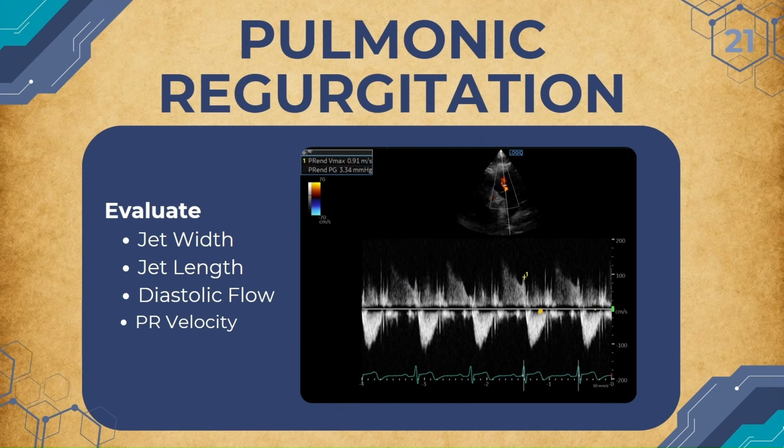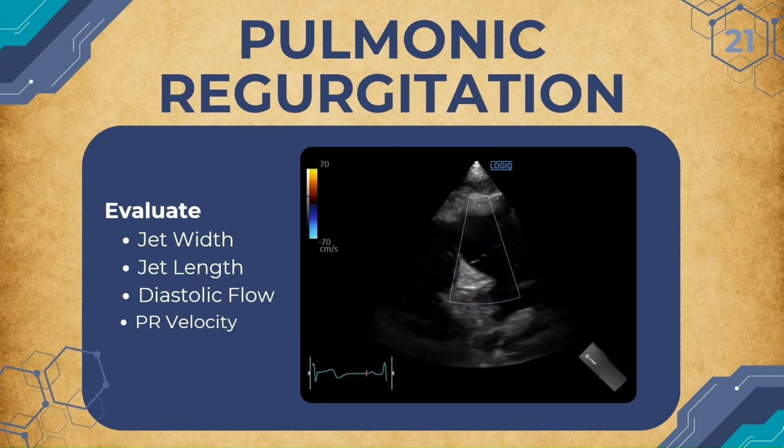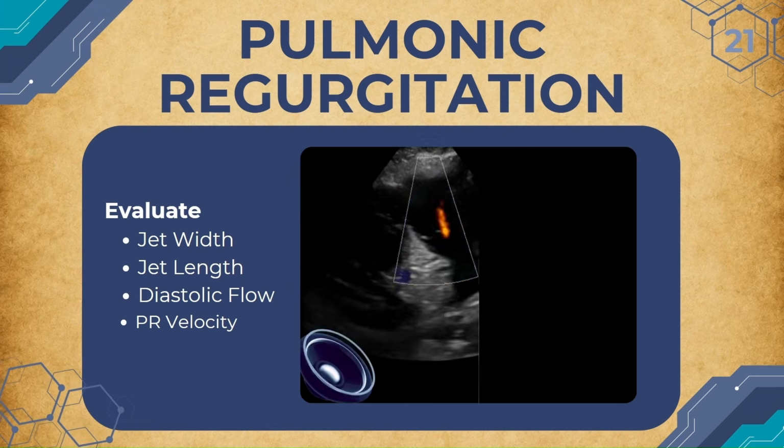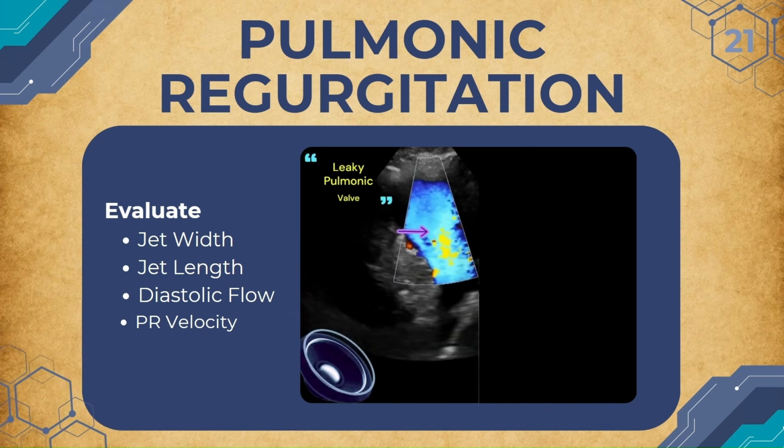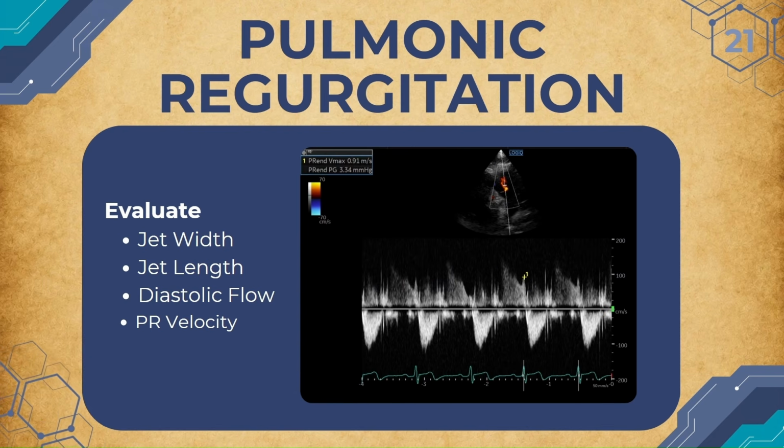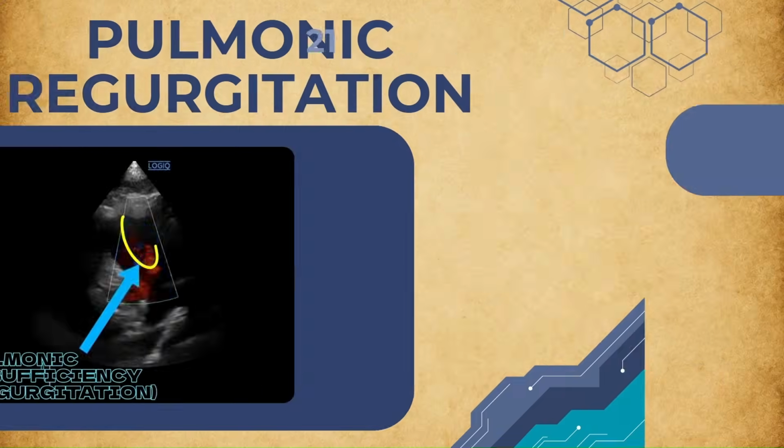What does the continuous wave Doppler signal look like? And how is the right ventricle responding? Because the severity of pulmonic regurgitation is not determined by the jet size alone. It is determined by the story the valve and the right ventricle are telling together.